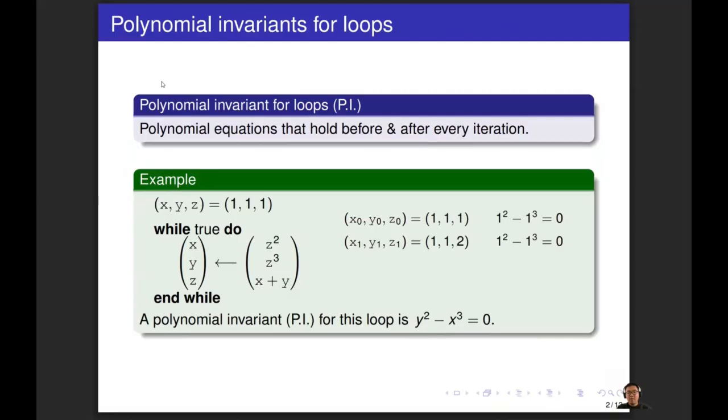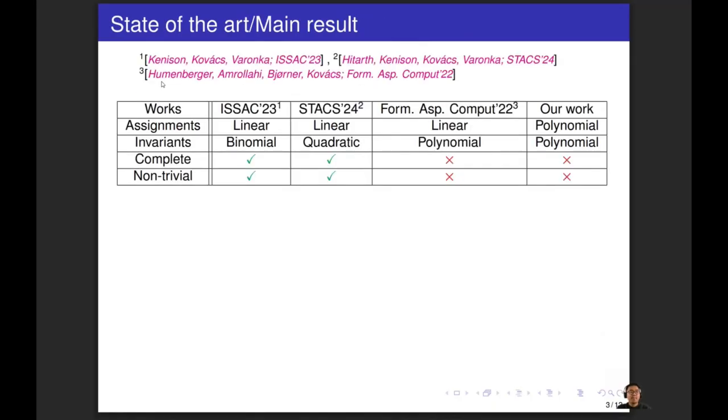After one iteration, the values of x, y, z are 1, 1, and 2. They also satisfy this equation. After two iterations, the values of x, y, z are 4, 8, and 2. They also satisfy this equation, and so on.